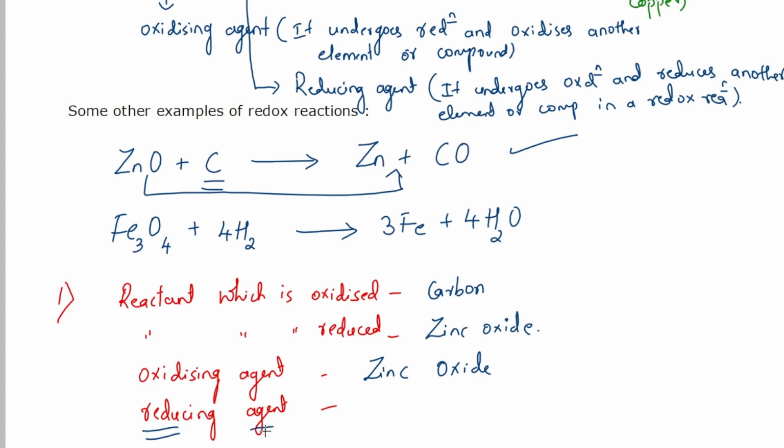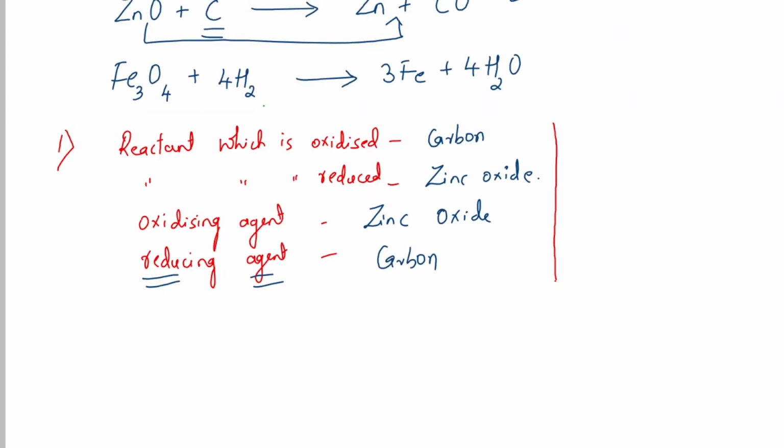Which is the reducing agent then? The one which undergoes oxidation and helps in reduction of another compound. Here, carbon has gained oxygen and helps in reduction of zinc oxide. It has helped zinc oxide to get reduced. The one which helps in reduction is the reducing agent. The one which helps in oxidation is the oxidizing agent. So here carbon is the reducing agent. This is for the first reaction, zinc oxide plus carbon gives zinc plus carbon monoxide.